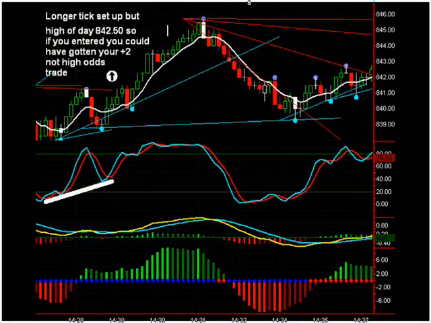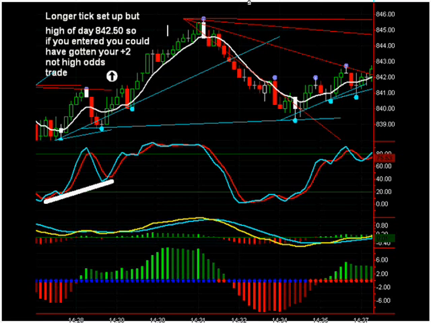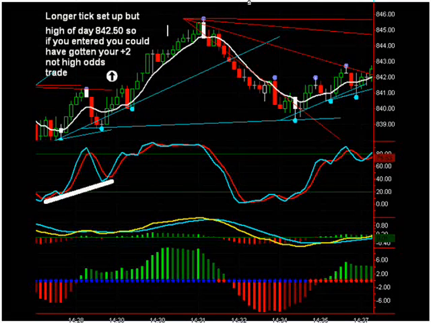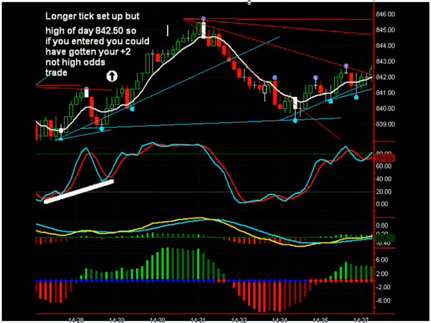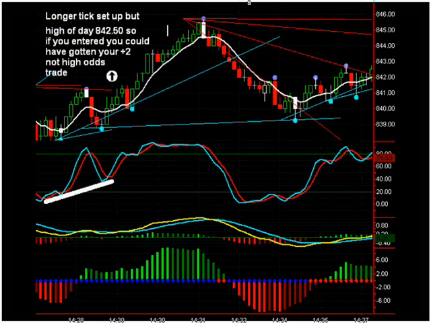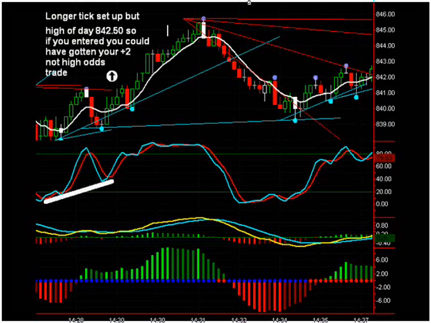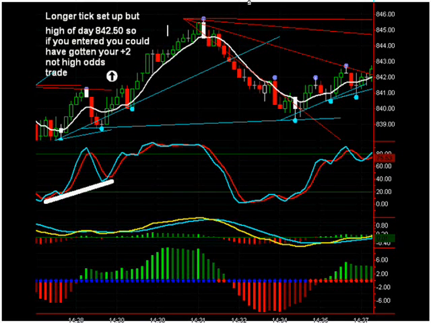We had the longer tick set up. I didn't take this trade, but you could have taken it. The reason why I didn't take it is because the high of the day is at 842.50. So if you entered, you could have definitely got your +2, but it wasn't a high odds trade because of the high of the day being right above where you're entering. Because usually when you get to the high of the day, it's going to bounce. It's going to pull back, and that's exactly what it did.